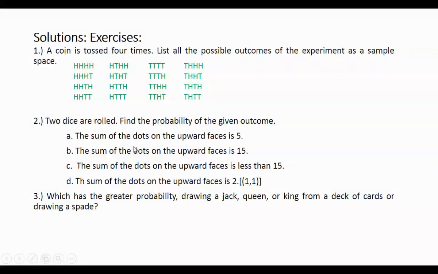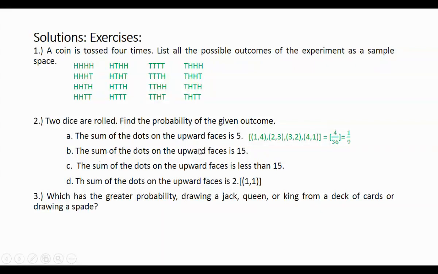Find the probability. For number 1, the sum of the dots on the upward faces is 5. So we can pair this with 1 and 4, because we have 2 dice: 1 and 4, 2 and 3, 3 and 2, and 4 and 1. So the list of possible outcomes here is 4. So we have 4 divided by, because we have 2 dice, 6 times 6, that is 36. So that is 4 over 36, which is equal to 1 over 9. So the probability of the given outcome is simply 1 over 9.